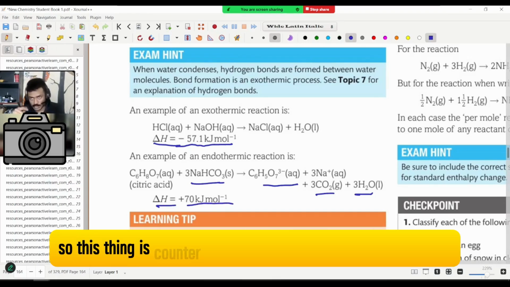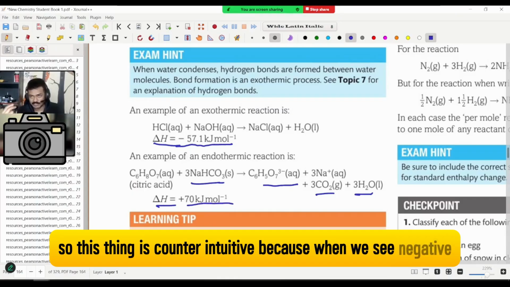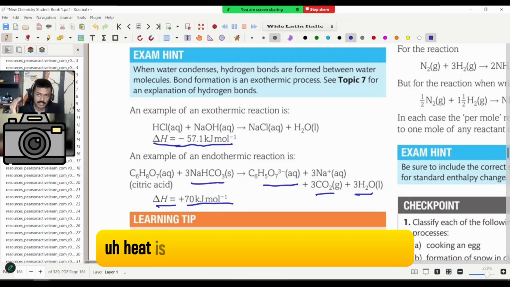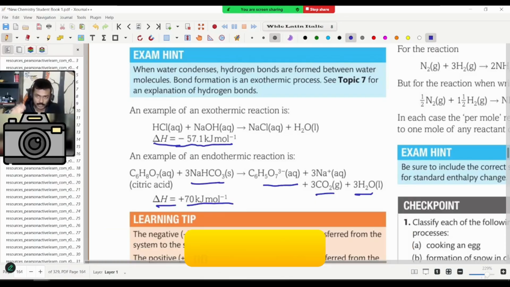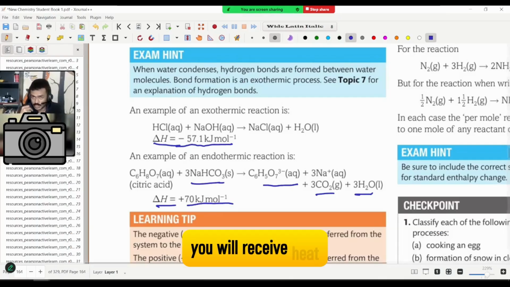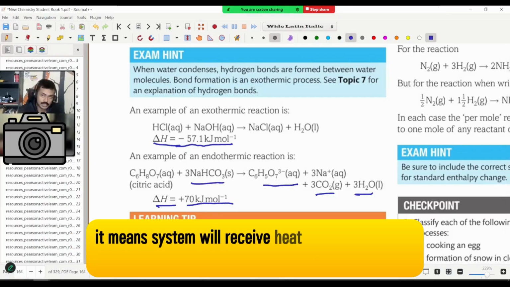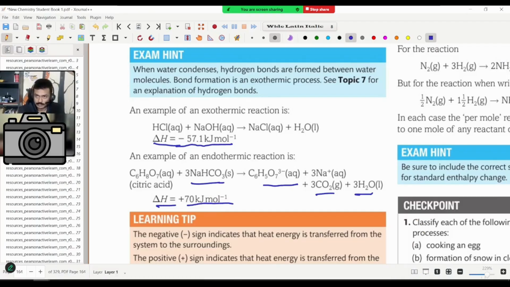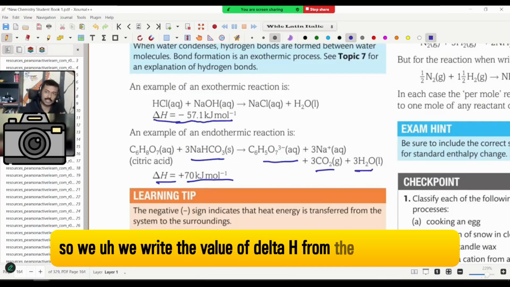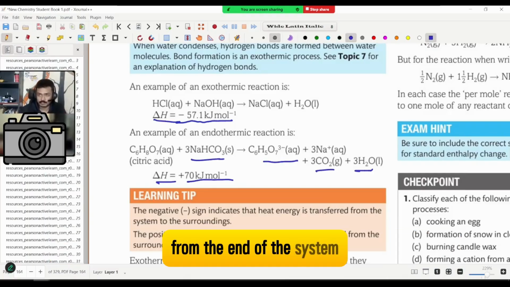So this thing is counterintuitive, because when we see negative kilojoule per mole, in our mind it hits that okay, heat energy is negative, maybe it is cold. No, it is the opposite. Delta H is 70 kilojoule per mole, plus 70. It doesn't mean you will receive heat. It means the system will receive heat. You will feel cold. Counterintuitive. So we write the value of delta H from the end, thinking from the end of the system.